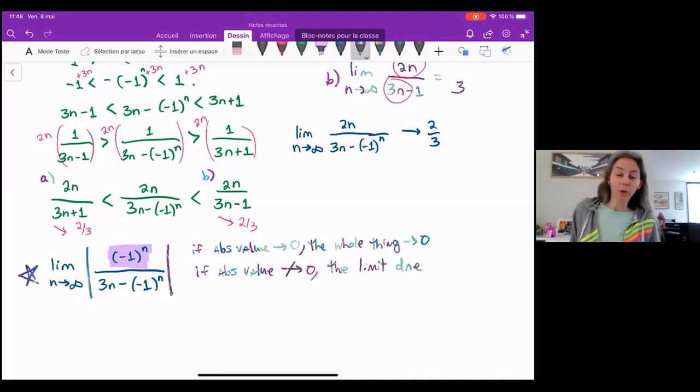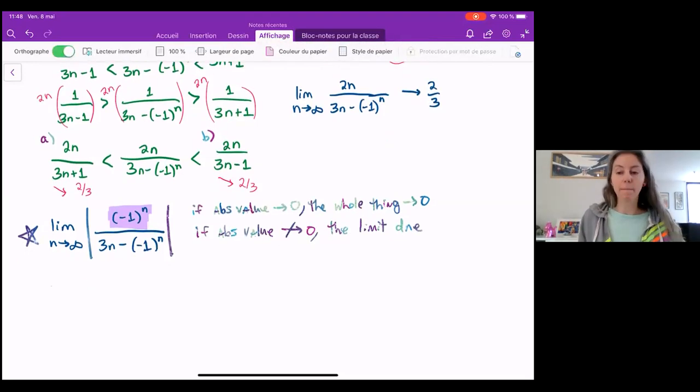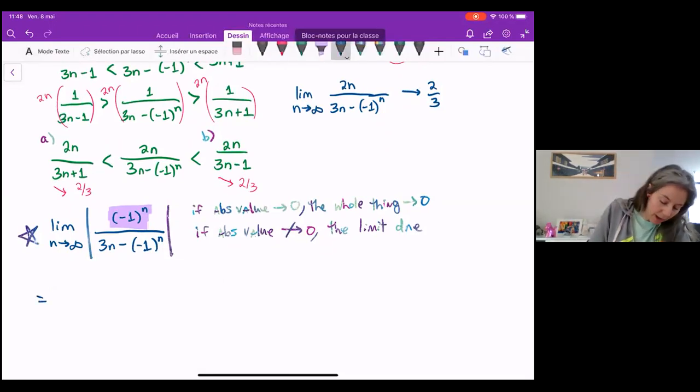So when I'm doing the absolute value of this thing, well, on the bottom, I have 3n minus -1 to the n. So that's either 3n minus 1 or 3n plus 1. Either way, that's going to be positive for all values of n that we care about, because we always start with n equals 1 with sequences and move forward. So the only thing the absolute value is really doing here is making that -1 to the n always just be +1. So if I'm looking at this absolute value, this is equal to the limit as n approaches infinity of 1 over 3n minus -1 to the n.